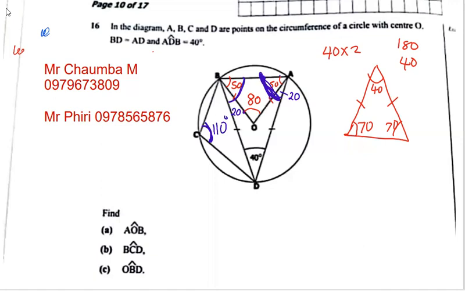So if we come to the angles that they want us to find now, AOB is 80 degrees. AOB, it's this angle here, 80 degrees. Then we have BCD. BCD, it is this angle here that we got as 110 degrees. Then we have OBD. OBD is the 20 degrees.